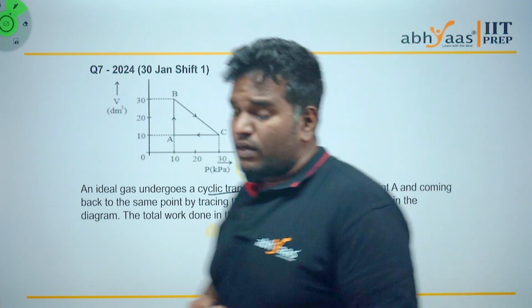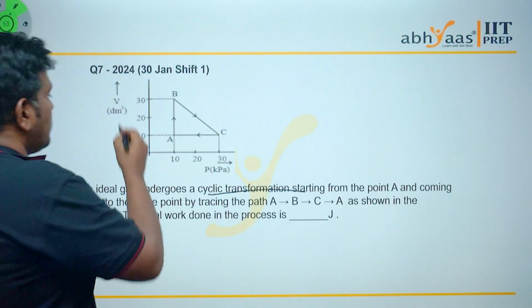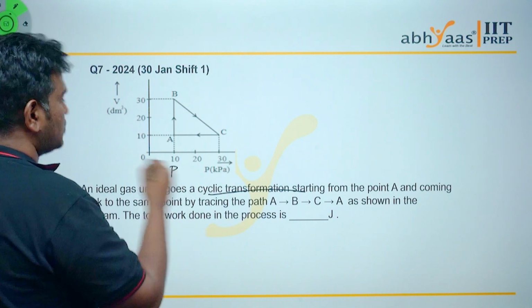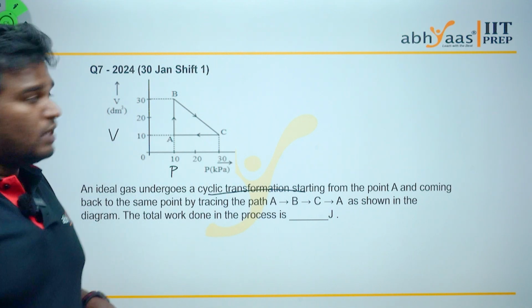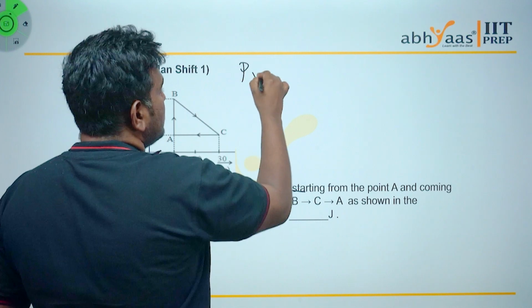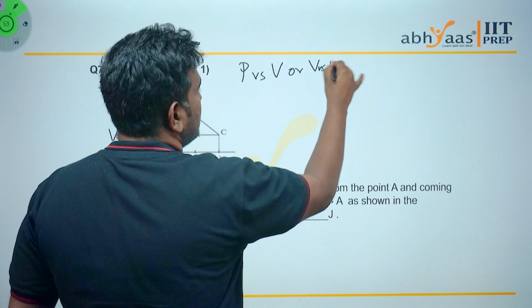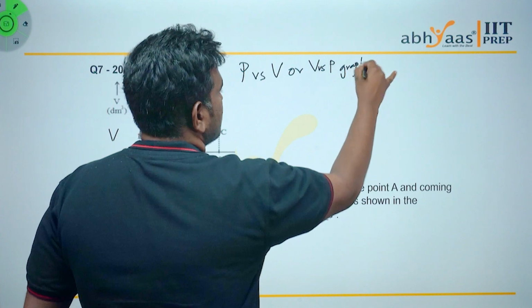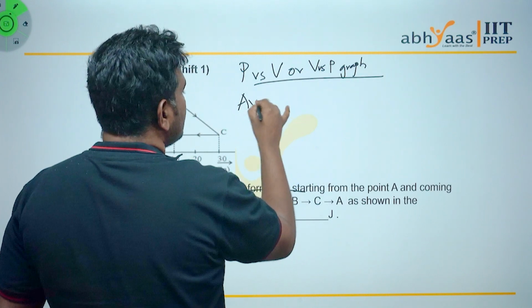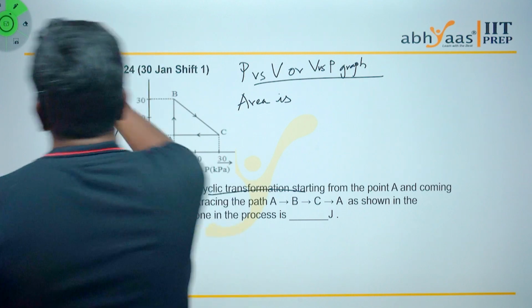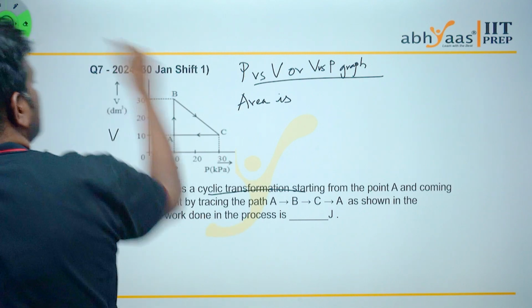So first of all, what you have to understand is that this is a P versus V graph. Here you have pressure, here you have volume. So for P versus volume or V versus P graph, area is actually what? Sorry, not area, the volume. The volume is what?